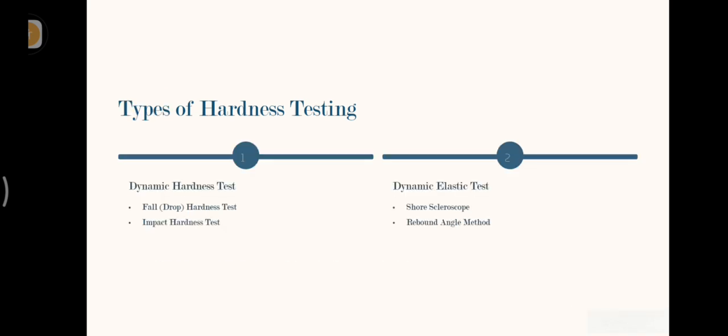Next we are going to see what the types of hardness testing are. There are generally two types, which are the dynamic hardness test and the dynamic elastic hardness test. We are going to see this elaborately in the next slides. We will see only three branches of the hardness testing. Under the dynamic hardness test, we are going to see the fall hardness test and the impact hardness test, and under the dynamic elastic test we are going to see the Shore scleroscope type of method, and another one is the rebound angle method.